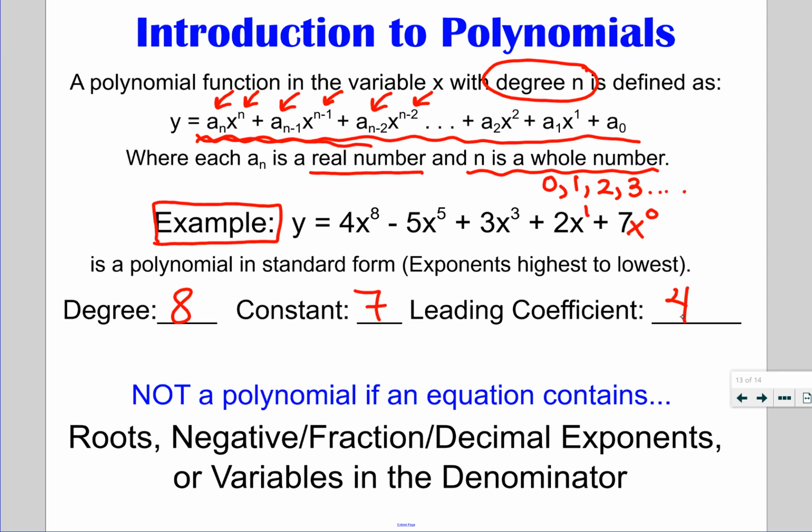You may have some problems on your assignment that ask you if something is or is not a polynomial. Sometimes it's easier to determine that something's not a polynomial because you can find something wrong with it. If you see any of the following things in an equation, it is not a polynomial. Roots, so square roots, cube roots, fourth roots, those are not polynomials. If you have exponents that are negative numbers, fractions, decimals, that is not a polynomial. Finally, if you have variables in a denominator, it's okay to have fractions as a coefficient in front of the term, but you can't have a variable in a denominator. That actually means you have a negative exponent, which is already something that's listed as a no-no here.